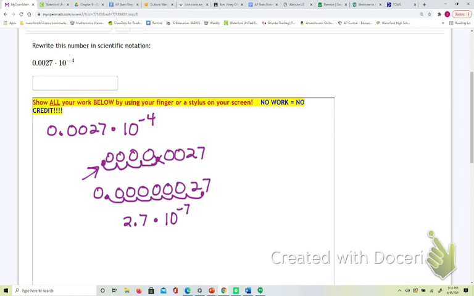So now I come up here, 2.7 times 10 to the negative 7. And then I submit. Remember, when you have to do times, it's Shift 8.